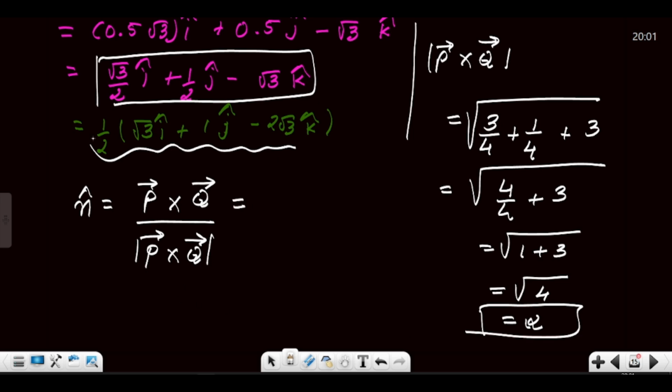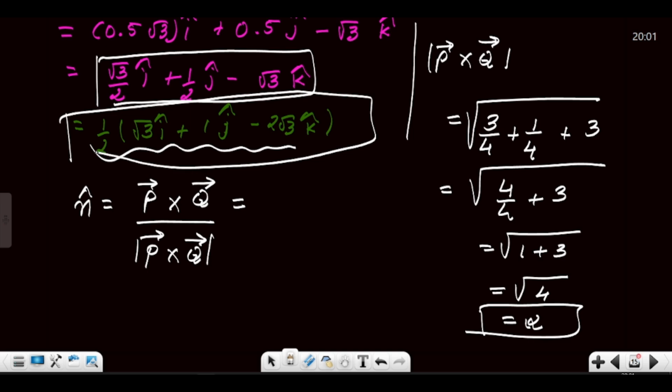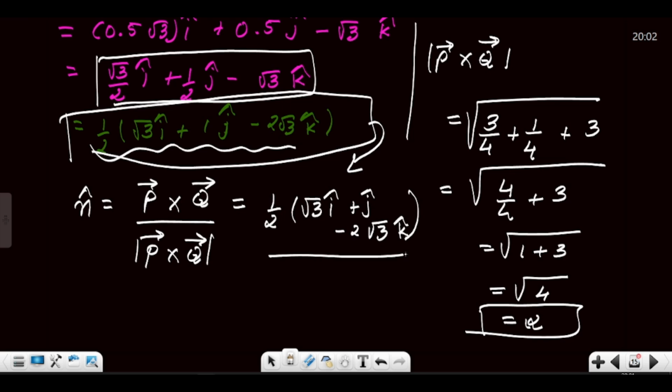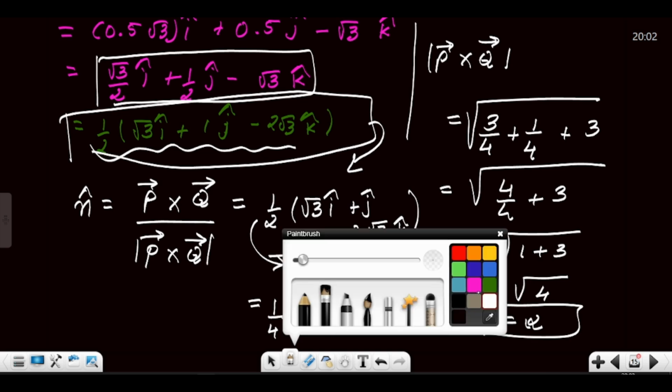Putting this value over here, I have 1 by 2 into the bracket root 3 i cap plus j cap minus 2 root 3 k cap. This vector is divided by its magnitude 2, so this 2 comes down and we finally have 1 by 4 into the bracket root 3 i cap plus j cap minus 2 root 3 k cap. This is the unit vector.